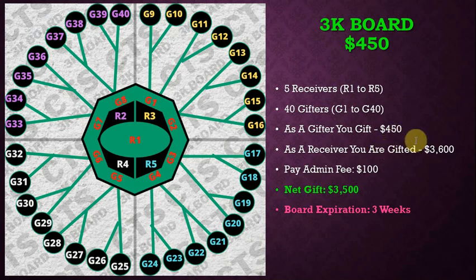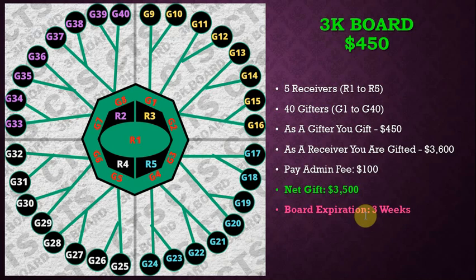So if the gift in total is $3,600, when you minus the admin fee of $100, and you take back out, say you want to put back in your pocket the $450 that you originally gifted, you still have over $3,000 in hand, right? And we designed it that way for a reason, so you could still have at least $3,000 in hand. Hence the 3K board. The board expiration for the 3K board is 3 weeks, and the same applies.